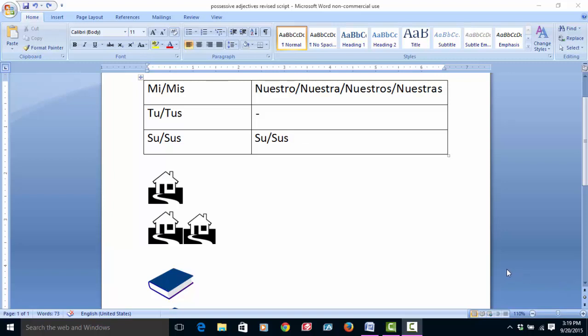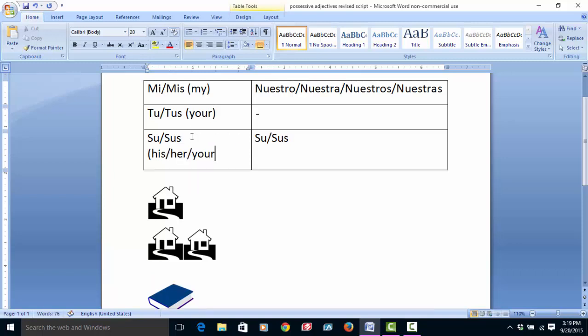Here are the possessive adjectives in Spanish. Mi and mis means my, and I'll tell you in a minute how you know which one to use. Tu and tus means your, and that's the informal your. Su and sus means his, her, and it also means your, but that's the more formal one, like usted.